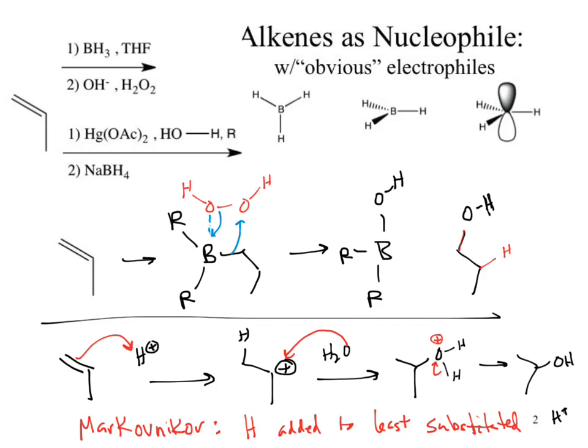Really important to know: how do they react? What do alkenes have? They have a pi bond. What's in the pi bond? Electrons, which means our alkenes will react as nucleophiles. When do they not act as nucleophiles? They don't. They always act as nucleophiles. Why? Because they have electrons.